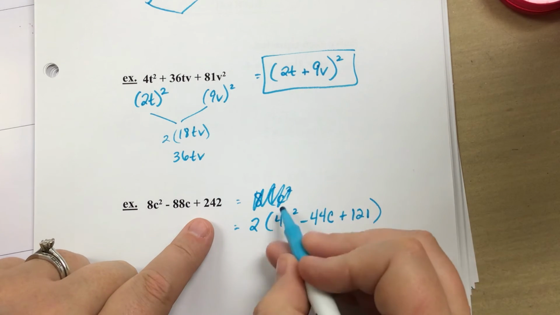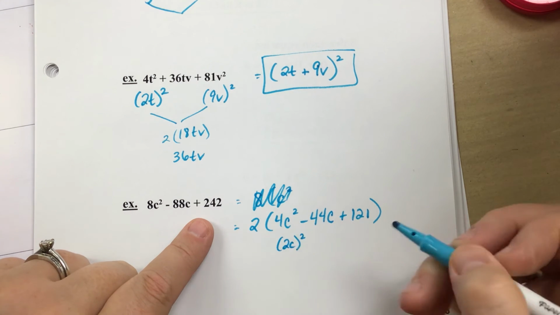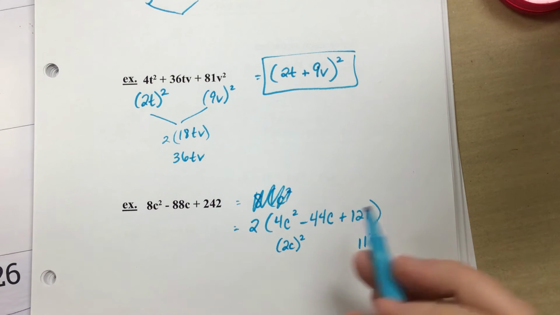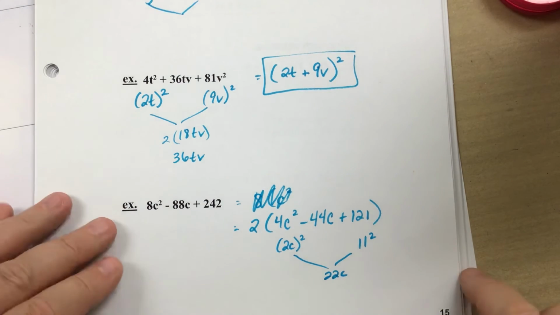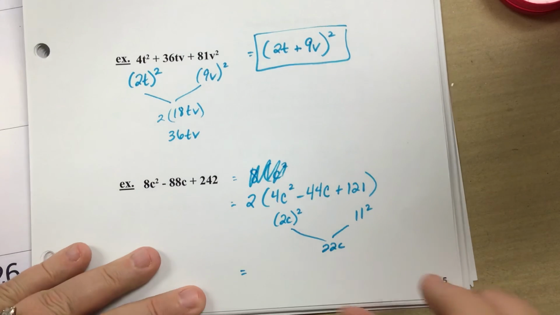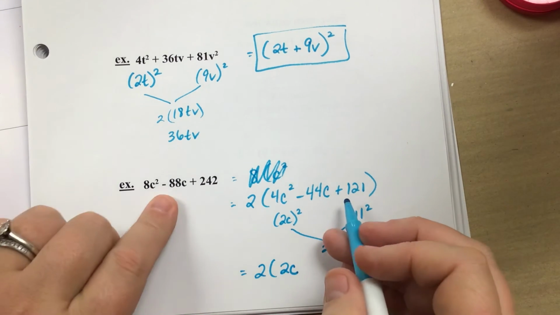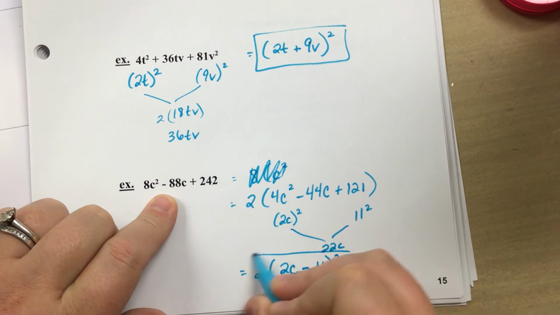So again, if I think about this, 4c squared, that's the same thing as the quantity 2c squared. And 121 is the same as 11 squared. So 2c times 11 is 22c. If I double that, I do get 44c. So this one is a perfect square. So here we go. We're going to have 2 times 2c. Since it's a minus in the middle, we're going to have minus 11 quantity squared.